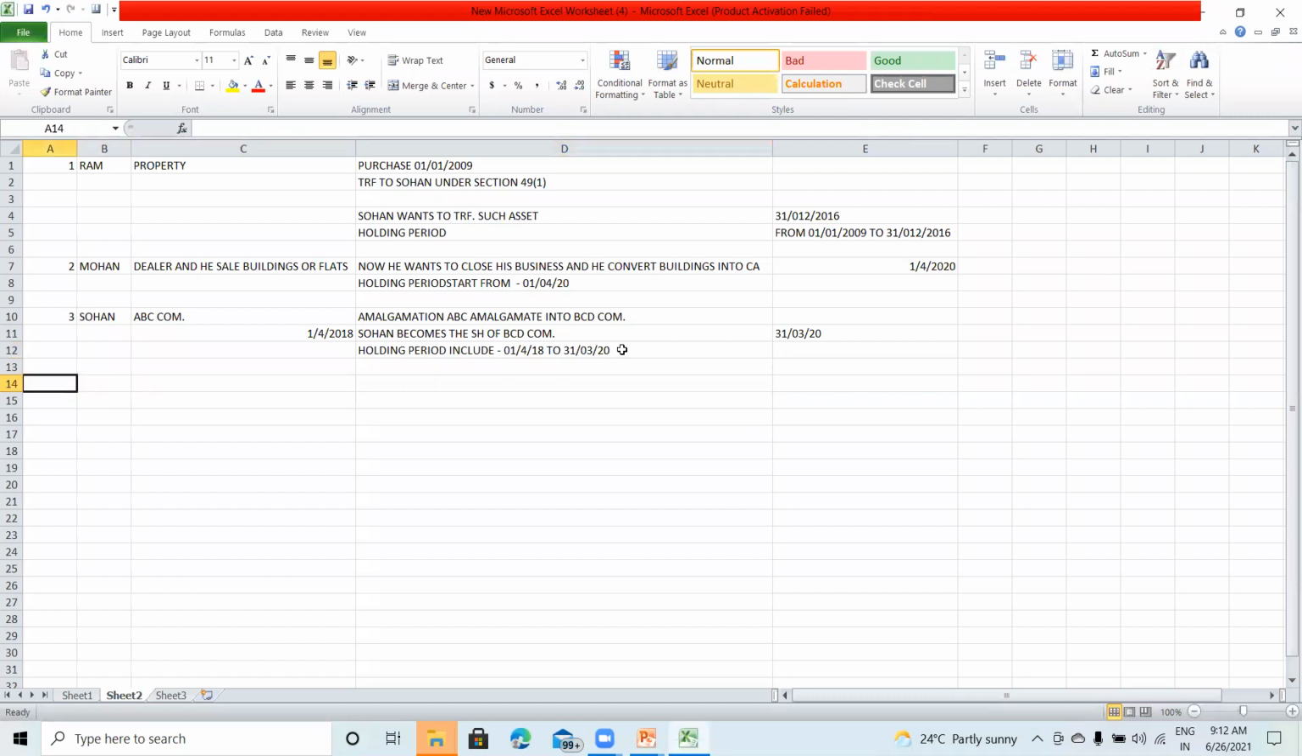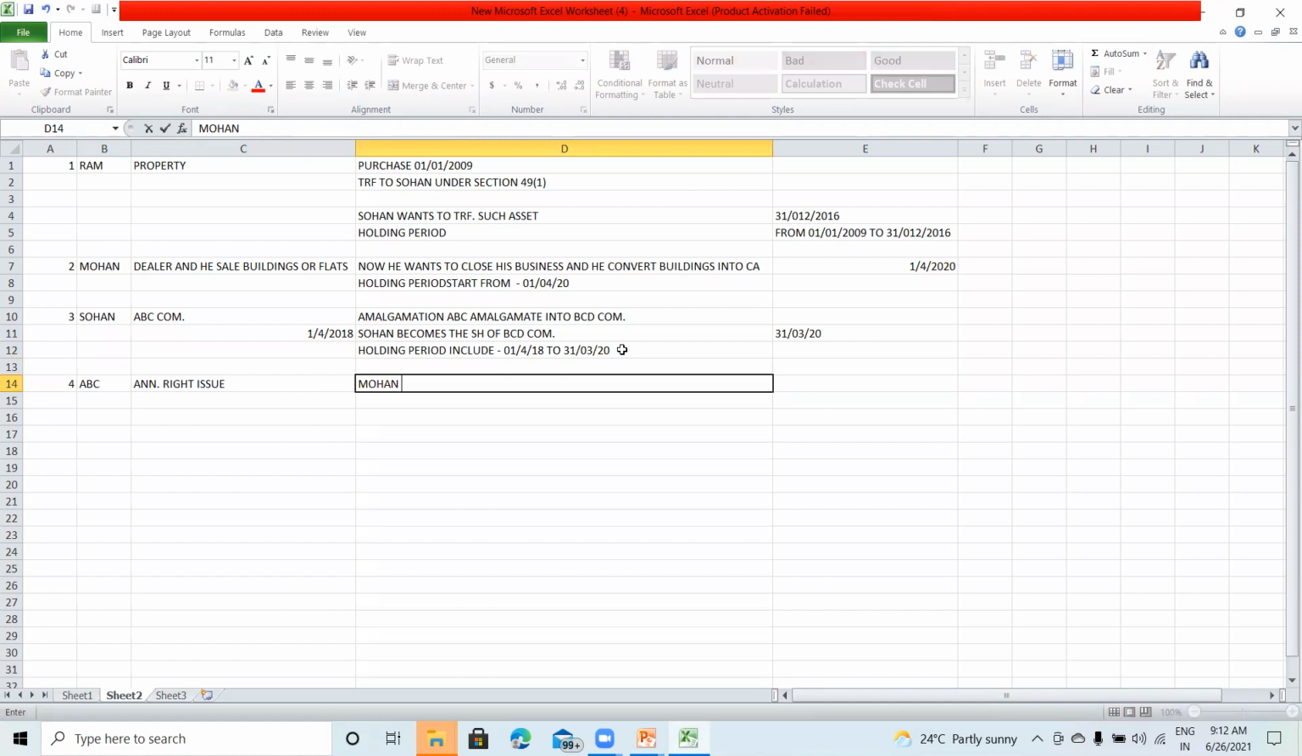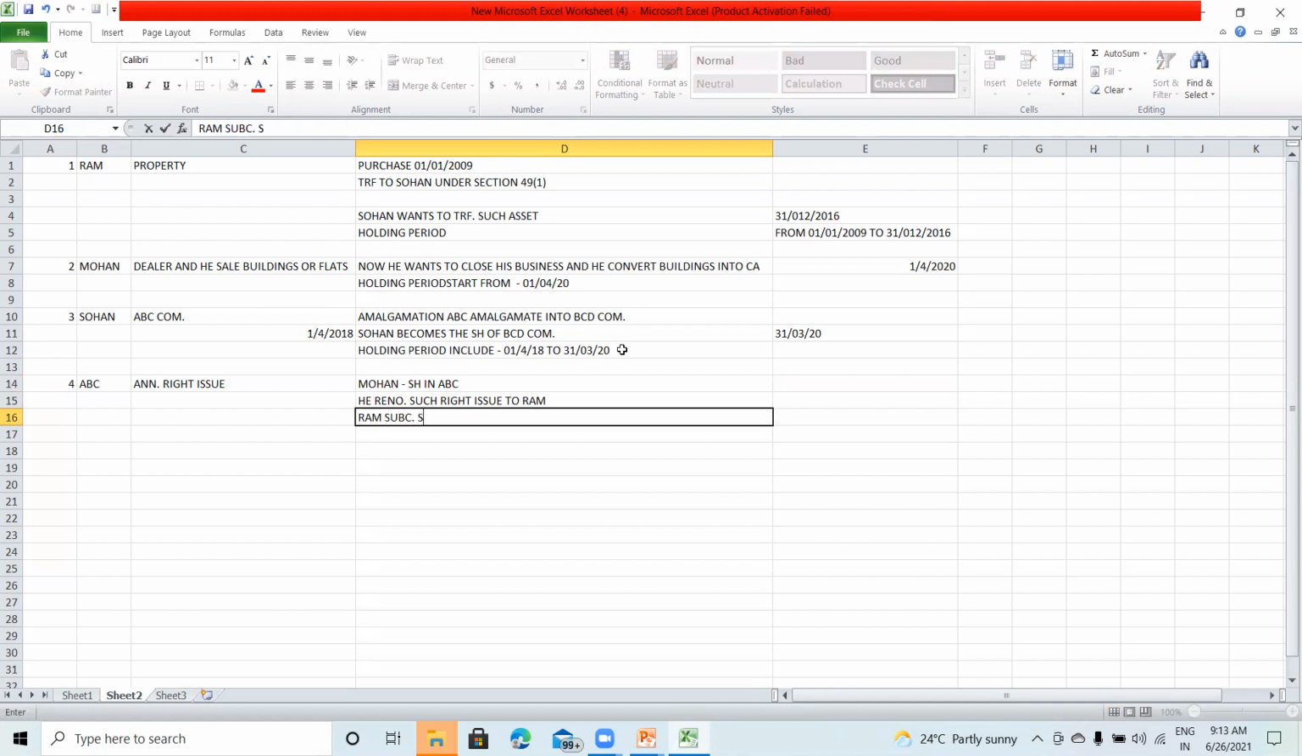For example, there is a company ABC and such company announces a rights issue. Mr. Mohan is a shareholder in ABC company, and he renounced such a rights issue to Ram. Ram subscribes to such a rights issue.